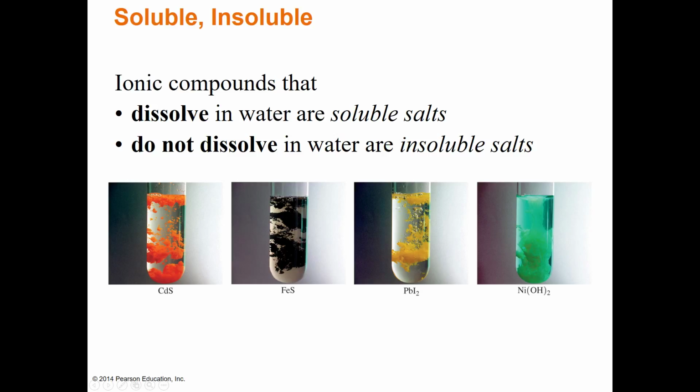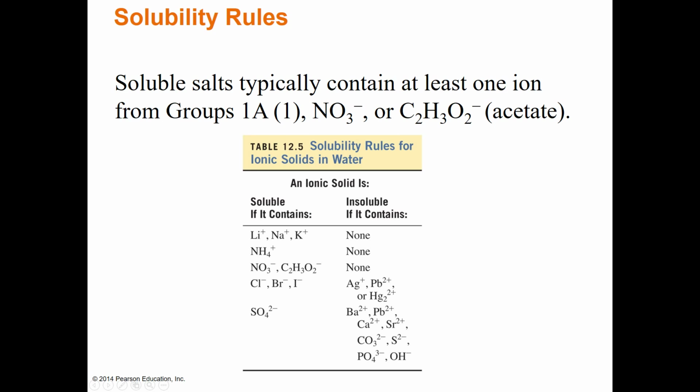Soluble salts typically contain at least one ion from group 1A, or nitrate, or an acetate. This is the same set of rules that I passed out to you. It's in a different form. So you can use this chart also if you wanted to decide which salts are soluble and which are insoluble. So if it contains lithium, sodium, and potassium ions, then it's soluble.